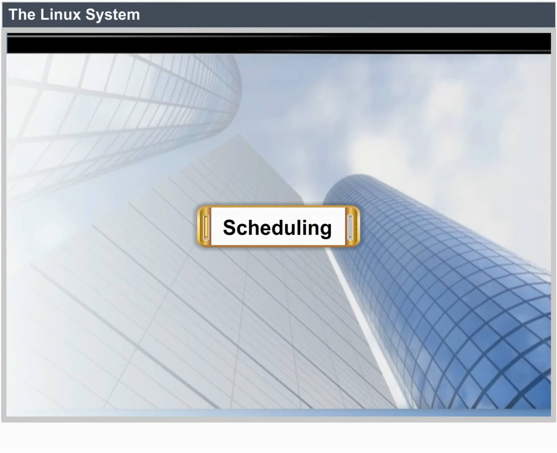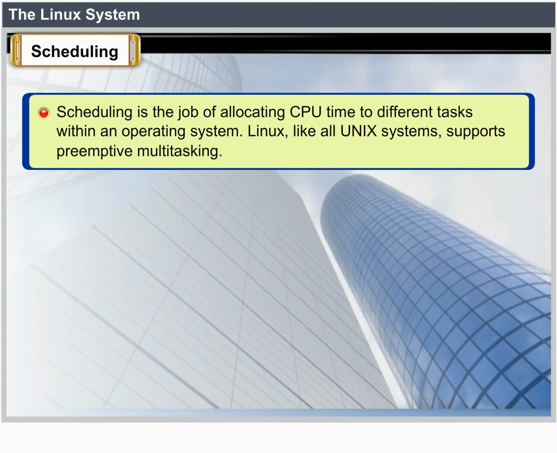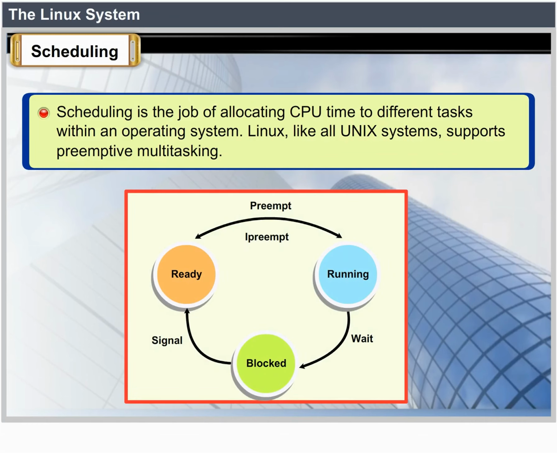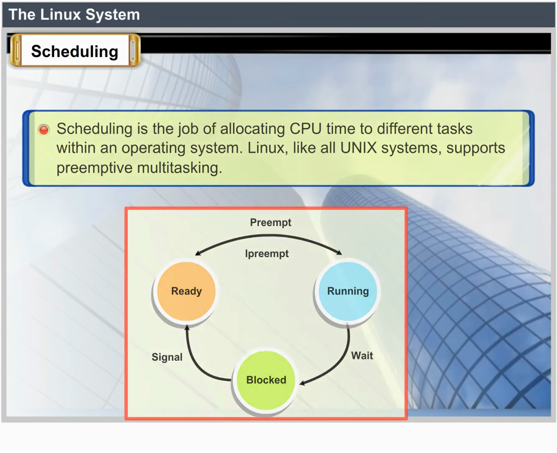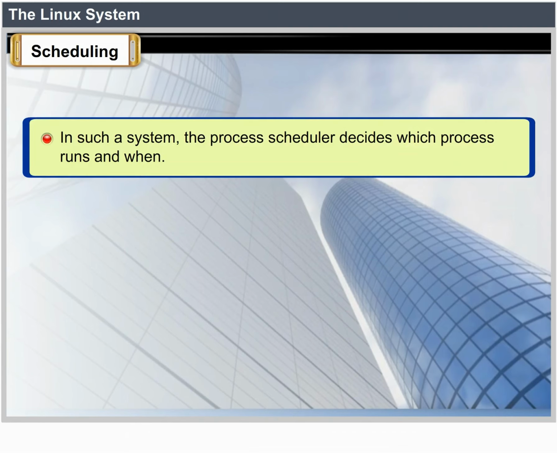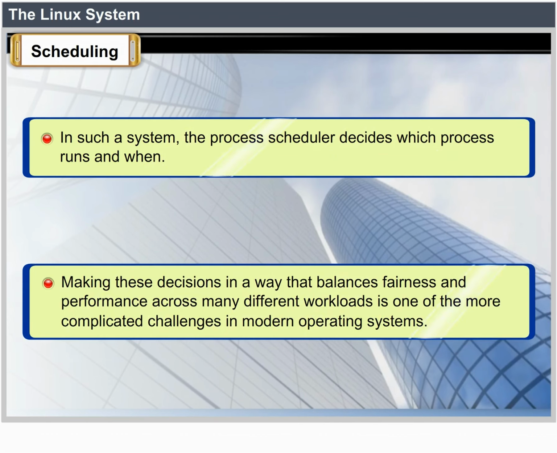Scheduling. Scheduling is the job of allocating CPU time to different tasks within an operating system. Linux, like all Unix systems, supports preemptive multitasking. In such a system, the process scheduler decides which process runs and when. Making these decisions in a way that balances fairness and performance across many different workloads is one of the more complicated challenges in modern operating systems.